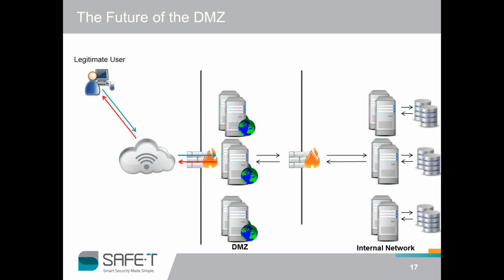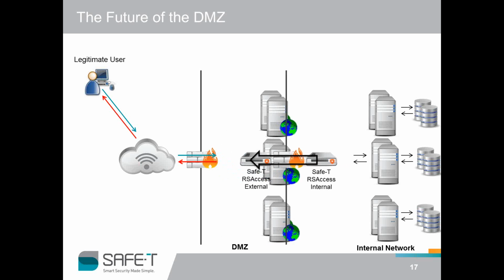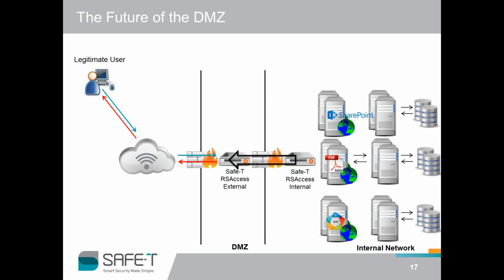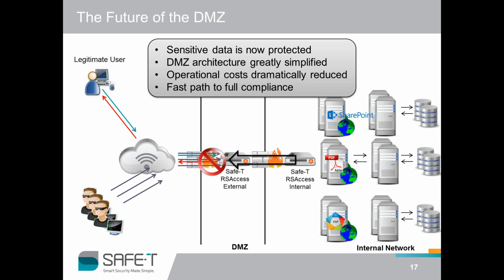So let's look again at the DMZ network that we started with, and let's talk a little bit about the future of DMZ. Today, we all agree that DMZ networks are becoming very complicated, very large to manage, and very expensive. And they also expose the network to many security breaches. When RSAccess is deployed, the whole network looks different. Nothing now resides in the DMZ. The only thing that resides in the DMZ is the external RSAccess. Then hackers cannot access the internal network. Sensitive data is now protected because it only resides in the internal network. The DMZ architecture is greatly simplified, the operational costs are reduced, and you achieve compliance much quicker.